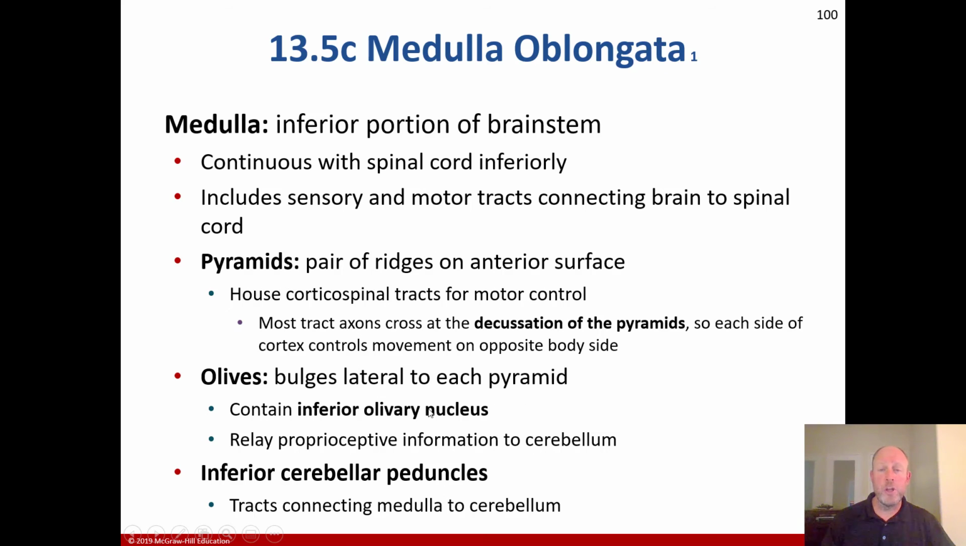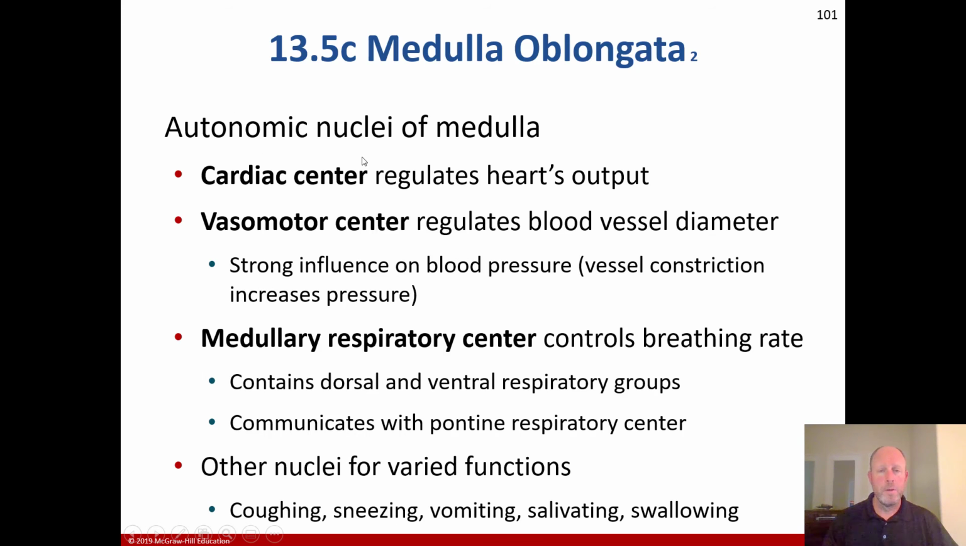They contain the inferior olivary nucleus. They relay proprioceptive information to the cerebellum. The inferior cerebellar peduncles are tracts connecting the medulla to the cerebellum. As far as the autonomic nuclei of the medulla oblongata, the cardiac center regulates heart output. The vasomotor center regulates blood vessel diameter. There's a strong influence on blood pressure, with vessel constriction increasing pressure.